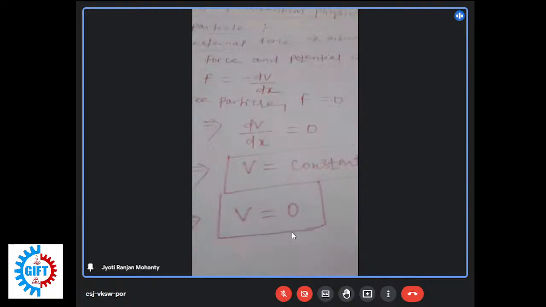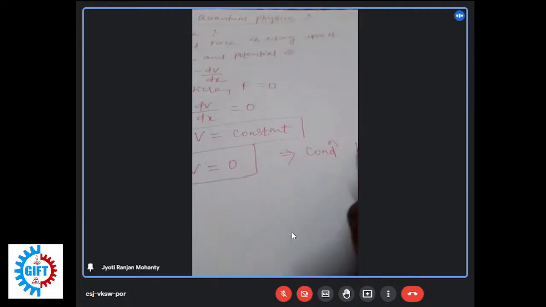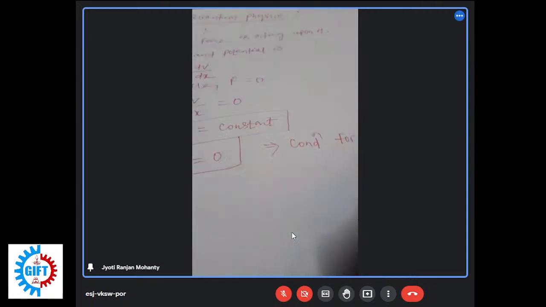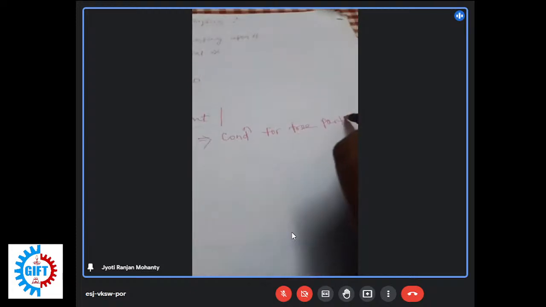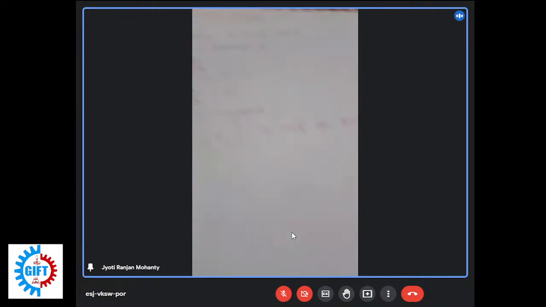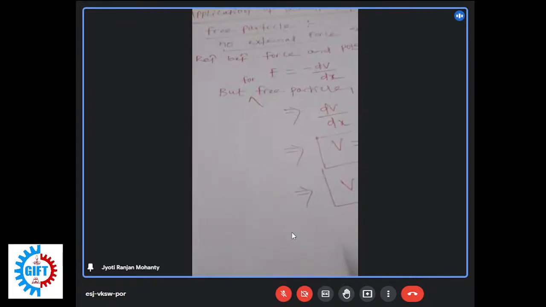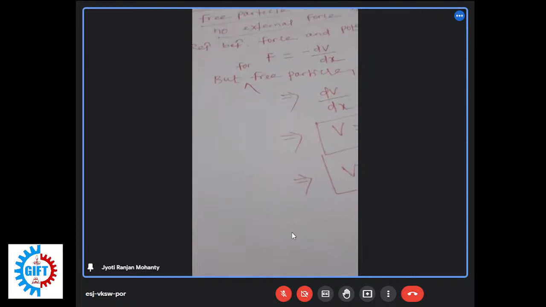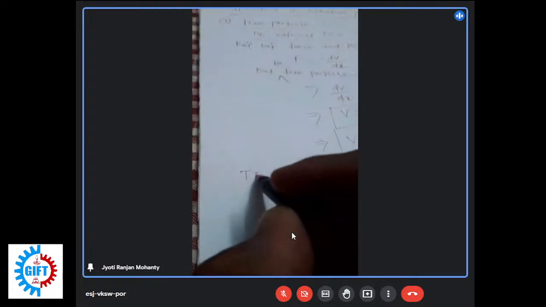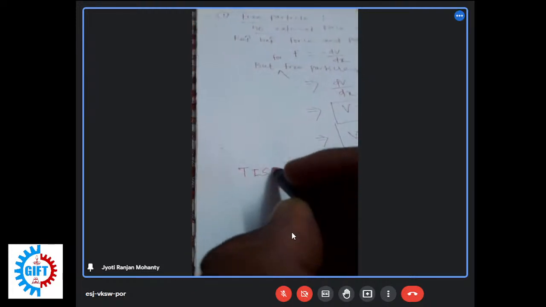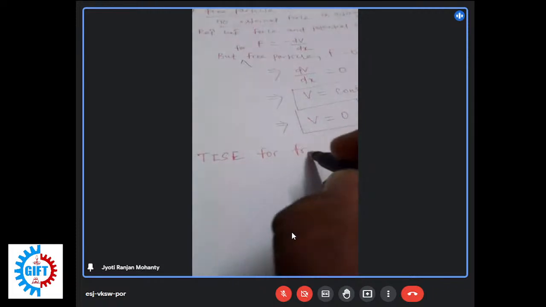Remember, this is the condition. If a short question is asked, what is the condition for a free particle? V is equal to 0. So now, in the application part, we have to apply the time independent Schrodinger equation. So write the time independent Schrodinger equation for a free particle.